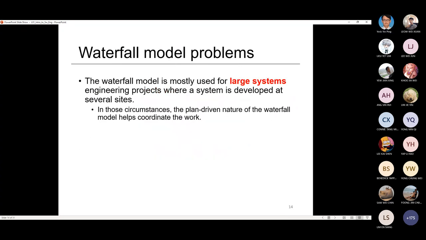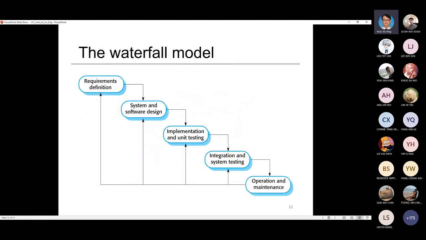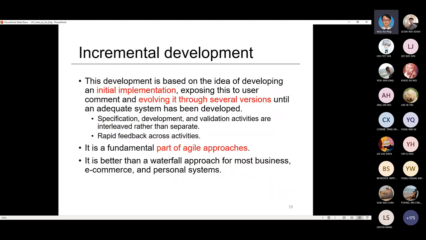And intensive documentation. For every stage of the waterfall model, you need to do documentation. So it will usually take you a lot of time. You need to spend a lot of time on documentation. Okay. So comparing with the incremental deployment model, you do less documentation, but you spend more time on the deployment.